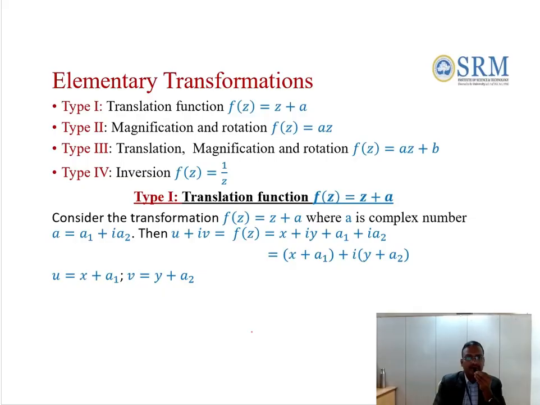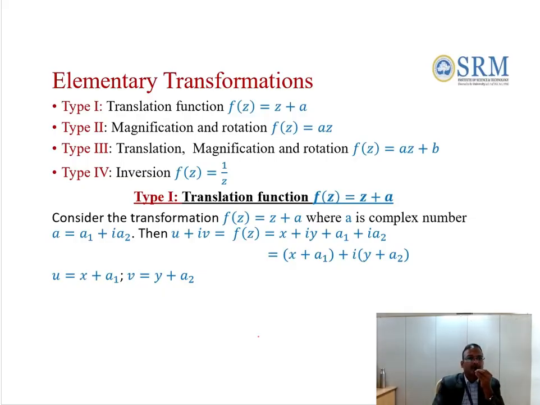Type 3 transformation is translation, magnification and rotation. That is f of z equal to a z plus b, where a and b are complex numbers. Then type 4 is inversion, that is f of z equal to 1 by z. Now let us see one by one. Type 1 transformation, f of z equal to z plus a, that is a translation.